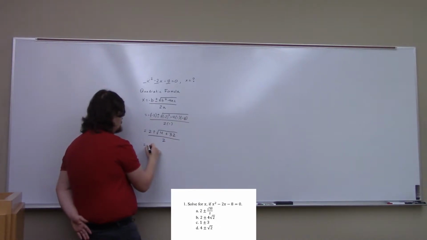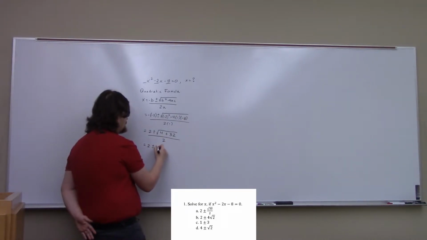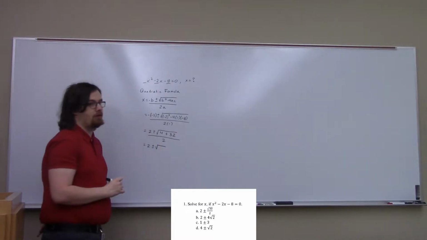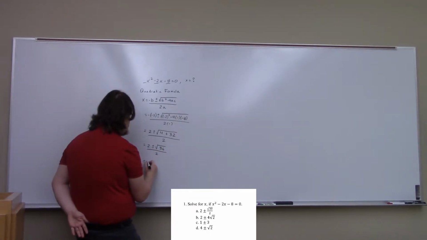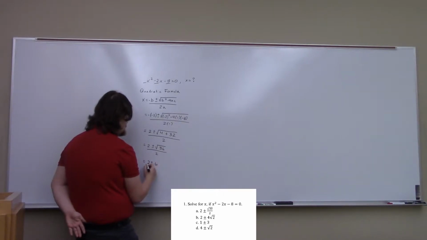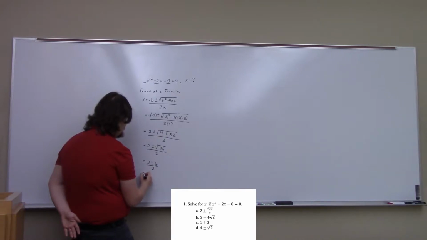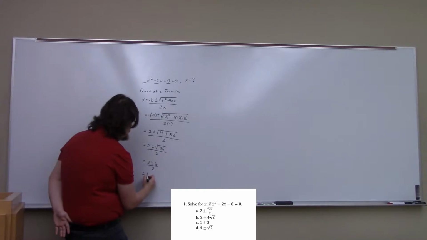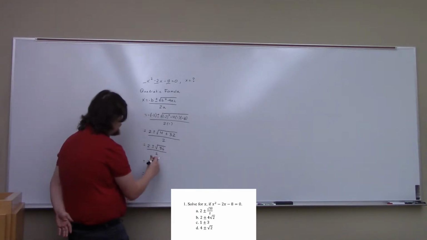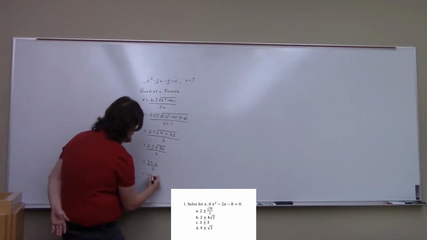We carry this one more step. 2 plus or minus the square root of 4 plus 32, which is 36, all this divided by 2. And the square root of 36 just so happens to be 6. All of this again divided by 2. And finally, if we carry through the 2, we get 2 divided by 2 is 1, plus or minus 6 divided by 2, which is 3.